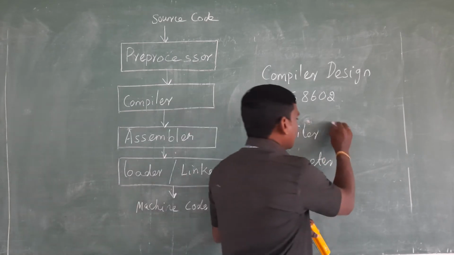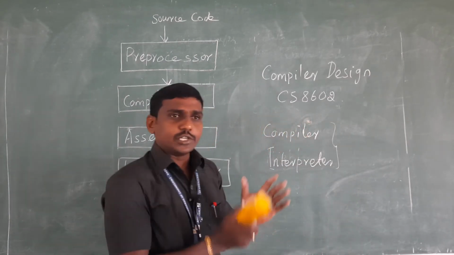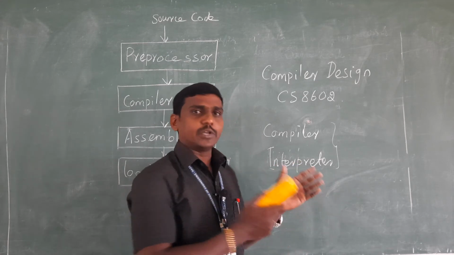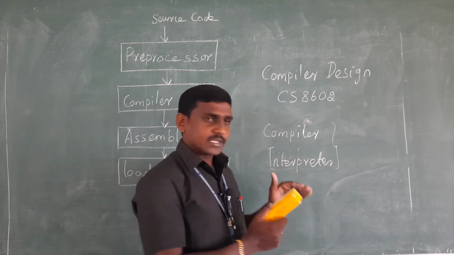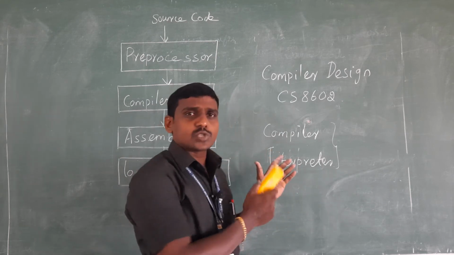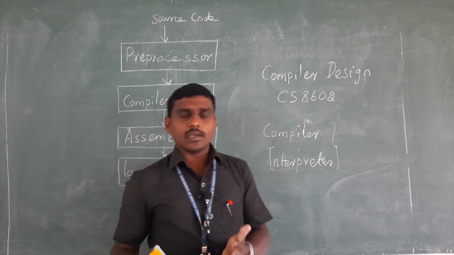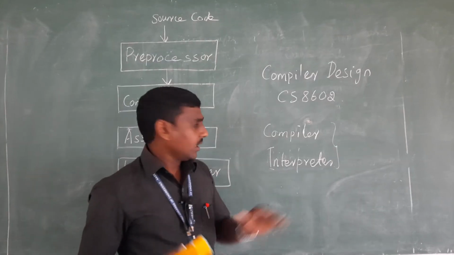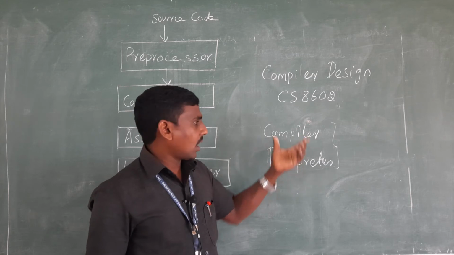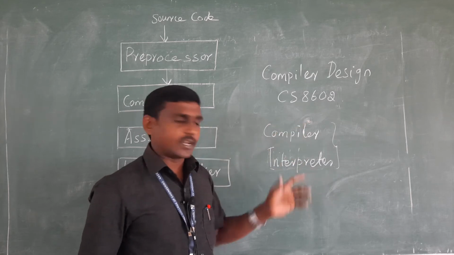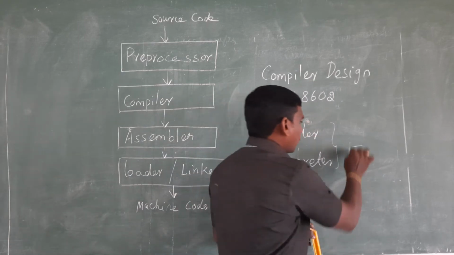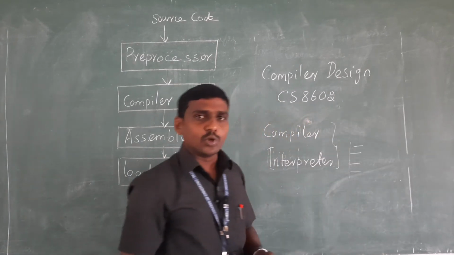I told you the compiler's duty is to convert a source program into a machine level program, or one type of program into another type of program. The interpreter is also doing the same duty. The difference is that the compiler converts the whole program at the same time. For example, if we have 10 lines of program, first it scans the program and immediately converts it into a low level program.